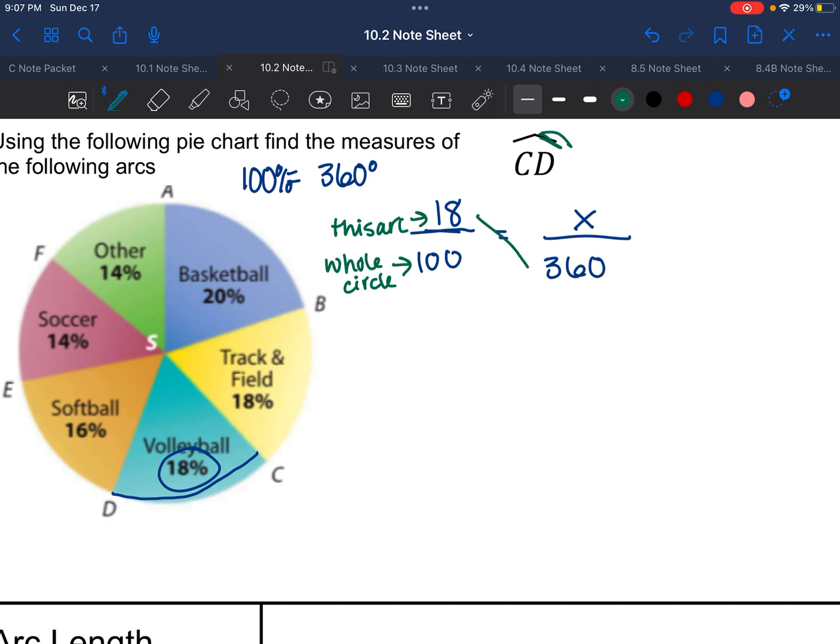Alright, so I solve this proportion by cross multiplying. I get 100x equals 6,480. So x equals 64.8 degrees. So that would be the arc measure for the arc CD, because that would be this angle measure.